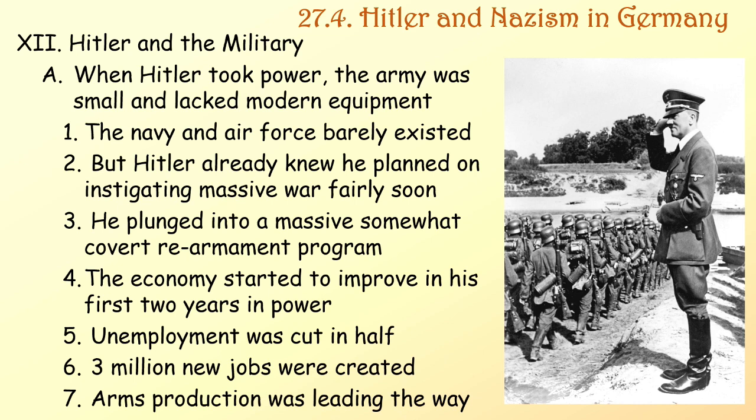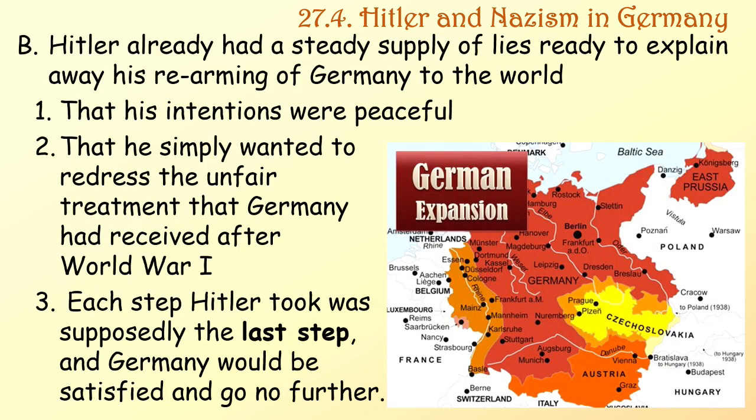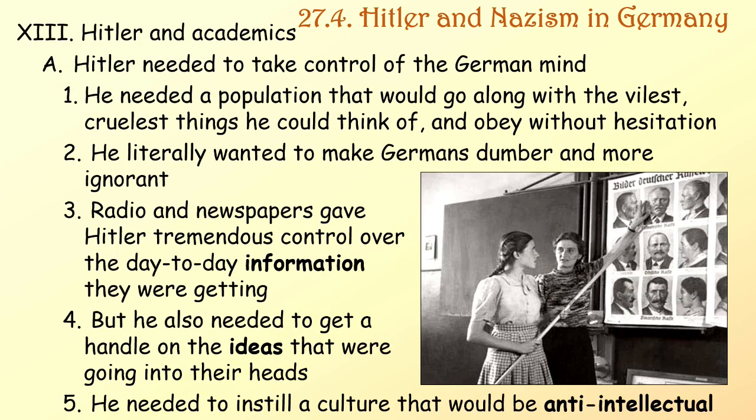The economy started to improve in his first 2 years in power. Unemployment was cut in half. 3 million new jobs were created. Arms production was leading the way. Hitler already had a steady supply of lies ready to explain away his rearming of Germany to the world. That his intentions were peaceful, that he simply wanted to redress the unfair treatment that Germany had received after World War I. Each step Hitler took was supposedly the last step, and Germany would be satisfied and go no further.